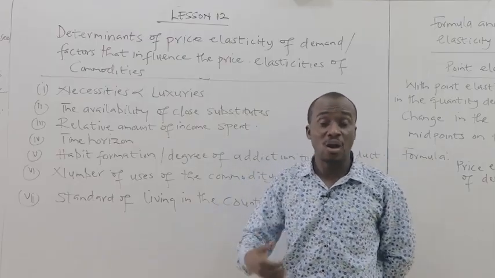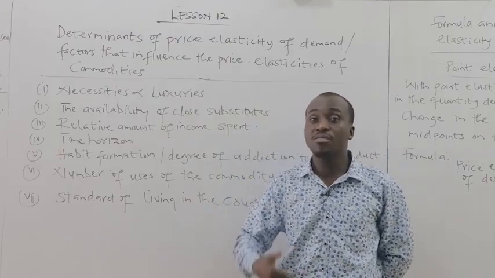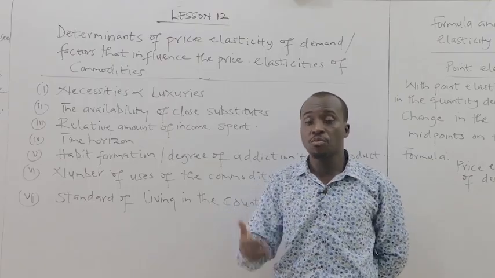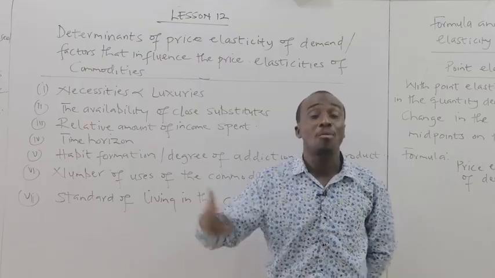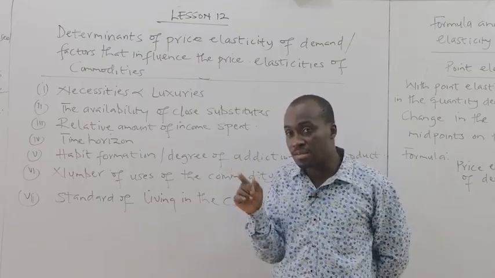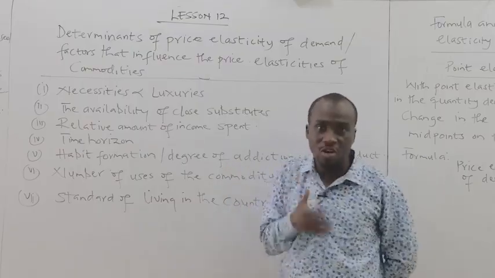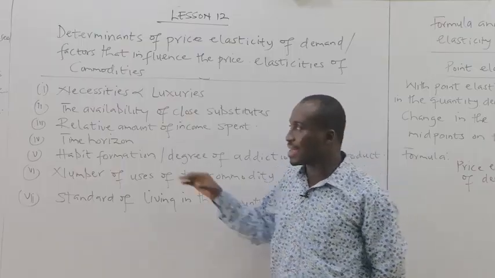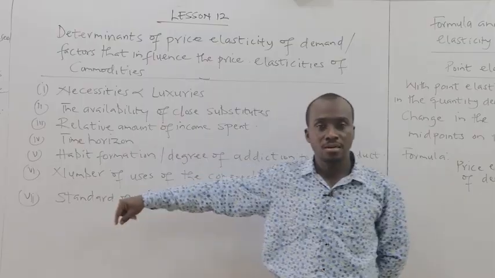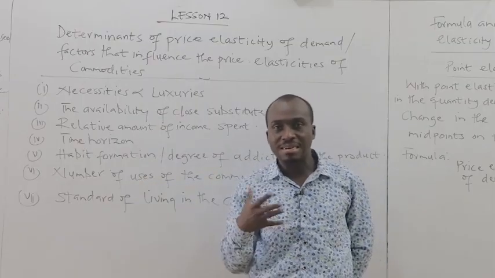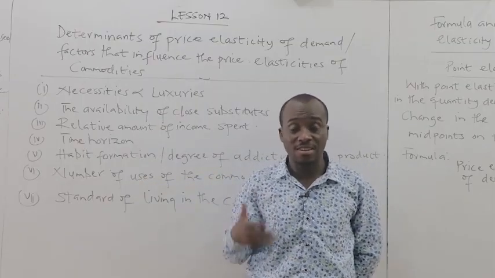A necessity tends to have inelastic demand. Even if the price increases, only a few people stop buying. The rest of us keep on. The majority will keep on buying. You just complain for 2 days, 3 days, you go back and buy because you cannot live without them. So commodities that are necessities tend to have inelastic demand. So those who sell such a product take advantage of this and increase the price astronomically.